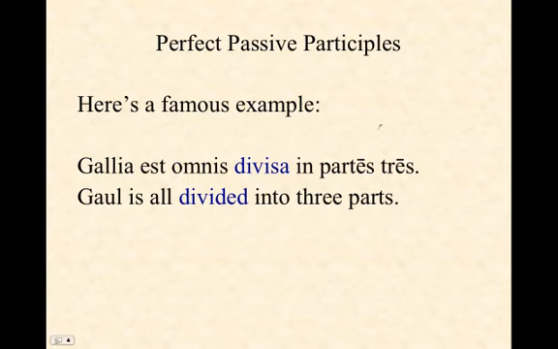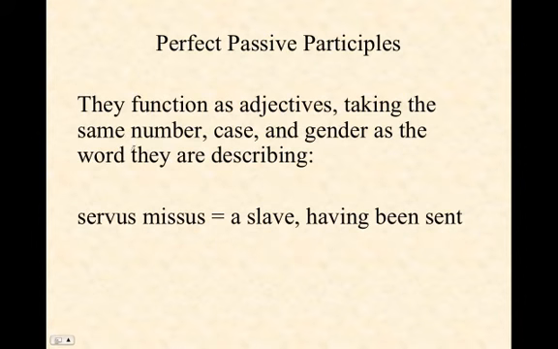Here's a famous example. Gallia est omnis divisa in partes tres. Gaul is all divided into three parts. Divisa is the perfect passive participle from dividere, to divide. And you'll notice here it is a feminine form because Gallia is feminine. Because perfect passive participles function as adjectives, taking the same number, case, and gender as the word they are describing.